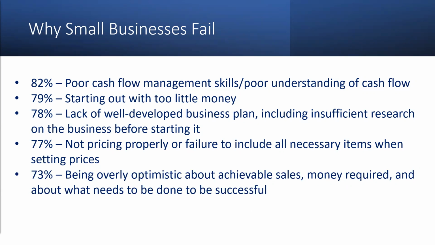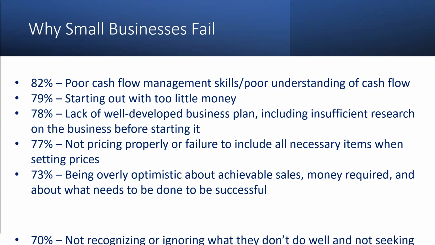70% is being overly optimistic about achievable sales, money required, and what needs to be done to be successful. So what we'll take a look at here is doing a realistic, pessimistic, and optimistic cash flow, and you'll be able to identify what's more realistic, especially in years 2 and 3. The cash flows that I do take certain assumptions, but they're based on research, and I'm going to show you how I did that for a seasonal business. That's what the cash flow will be based on this time.